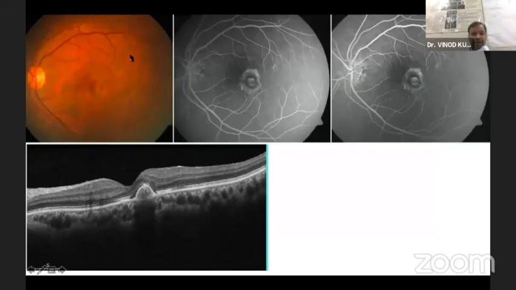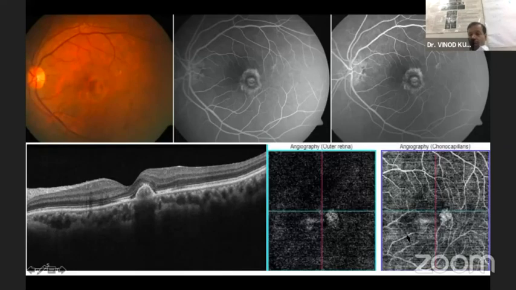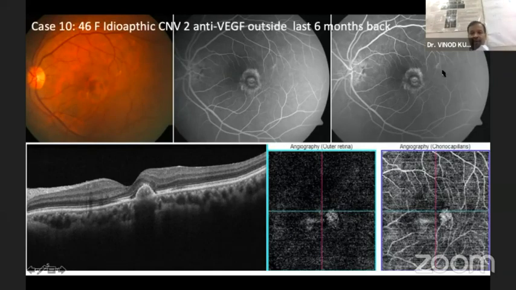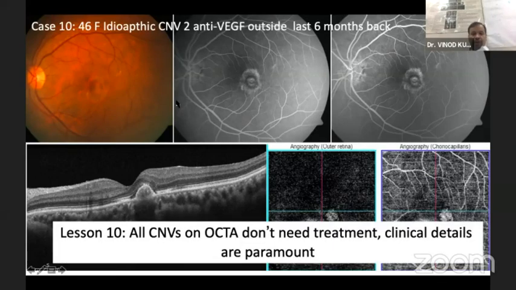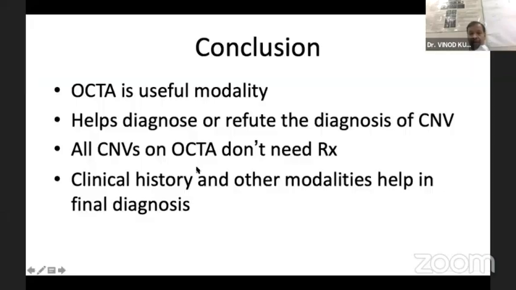This is my last case. This is a patient with a clear-cut CNVM. There's a bit of fluid on OCT, and OCTA also shows CNVM. But this patient was asymptomatic, and if we go back to the history, the patient had idiopathic CNVM and had 2 anti-VEGF injections, and the last injection was 6 months back. This just signifies that this is a stable CNVM and does not need further treatment. So the lesson we learned from this patient is that not all CNVMs seen on OCTA need treatment, and clinical details of the patients are paramount.